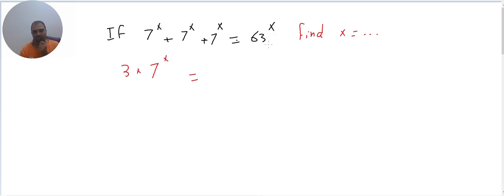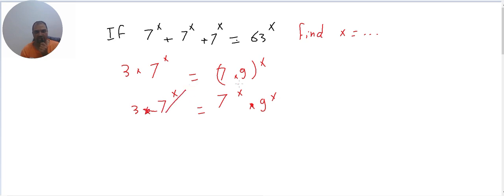63 is equivalent to 7 times 9. We know 7 times 9 equals 63, all to the power x, and then you can distribute the power. Write 3 times 7^x equals 7^x times 9^x. You can simplify by dividing by 7^x. 7^x divided by 7^x is 1, then 3 will be equal to 9^x.